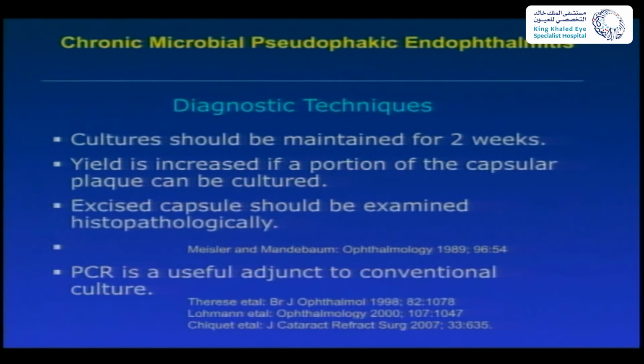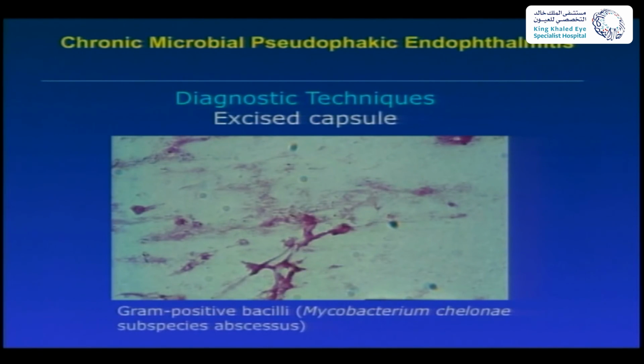It has been shown that PCR is a useful adjunct to conventional culture. This is a patient that I treated years ago, and this is the excised capsule. We did staining of the capsule, and that will show gram-positive bacilli.